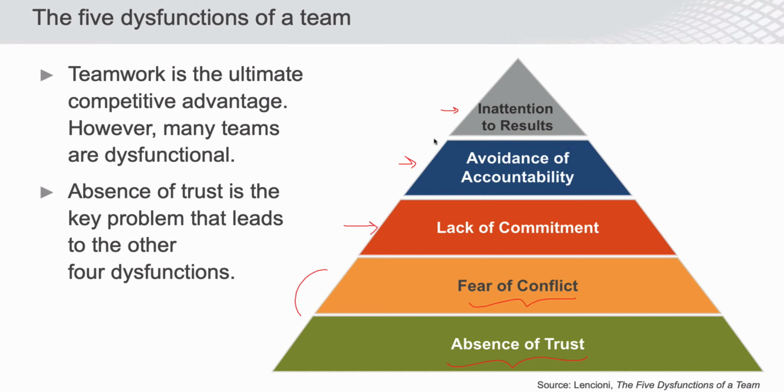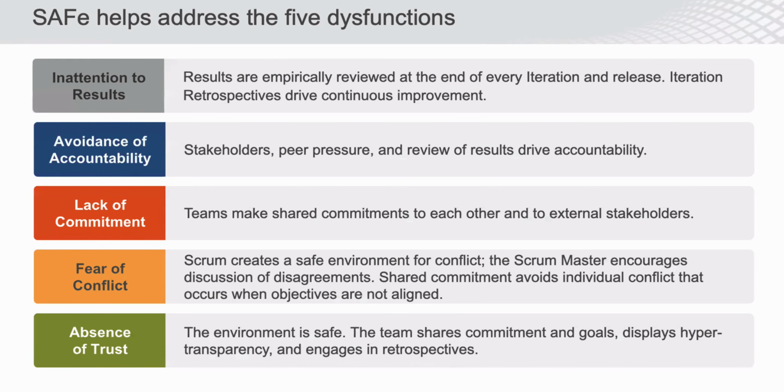Everybody see that? Yeah. Right now, SAFe provides us a way to tackle these dysfunctions, and we tackle them top down. Okay, if you are empirically paying attention to those results, each cycle, each iteration, through that peer pressure, through that stakeholder review of results, you will need to be accountable. Right? You will be responsible for your results. If you start being responsible for your results, you will need to commit to each other. You will need to commit to those goals. You need to commit to those stakeholders.